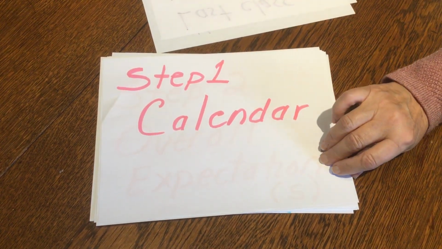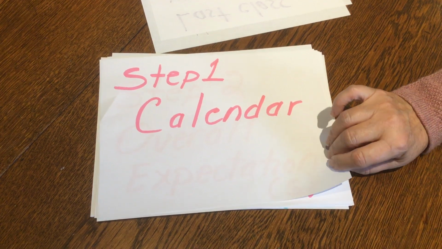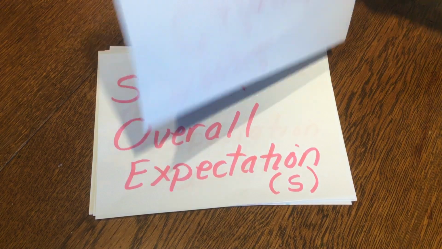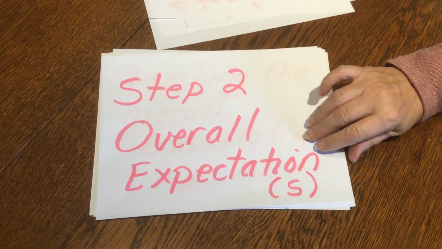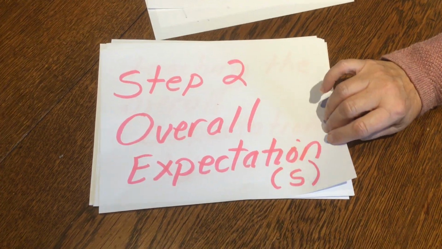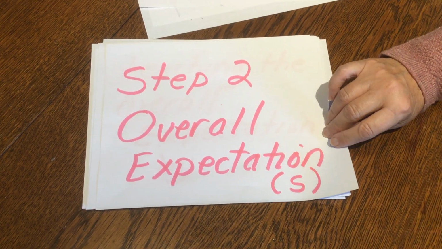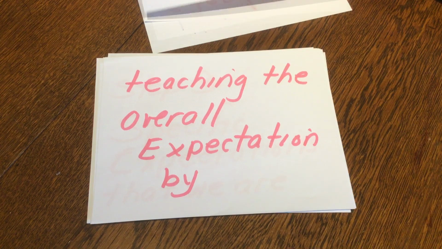Remember that step 1 was setting up the calendar to find out how many lessons and how much time we have to teach our unit and for the students to learn it. Step 2 was to look at the ministry documents and figure out what the overall expectation we are going to be covering in our unit. It can be 1 or 2, depending on what you choose.